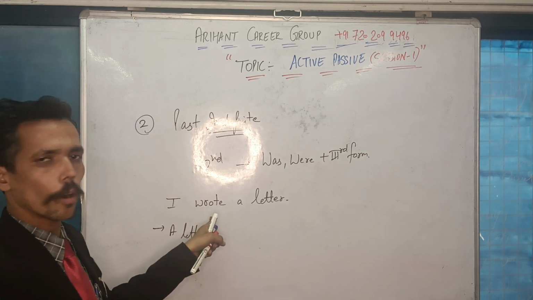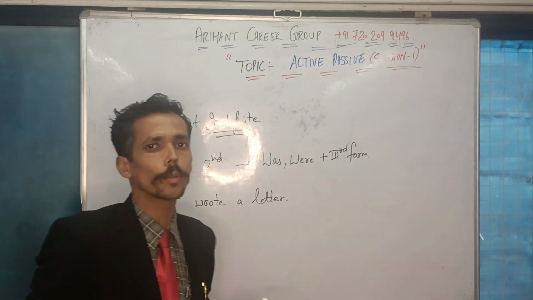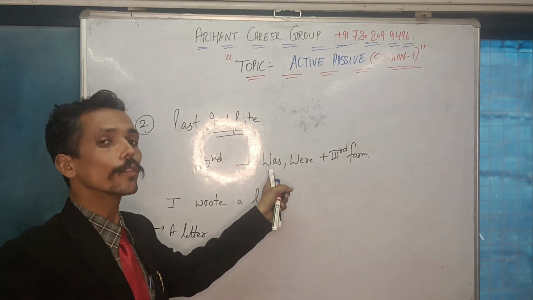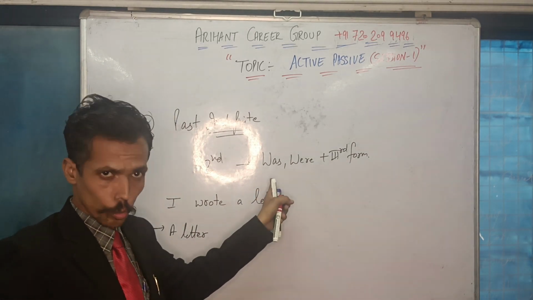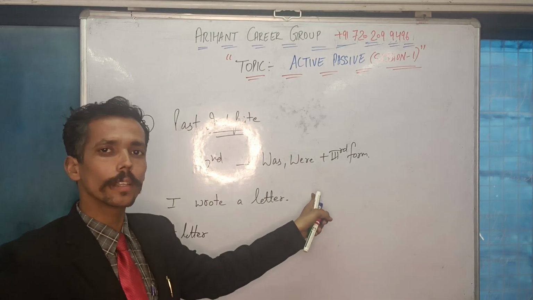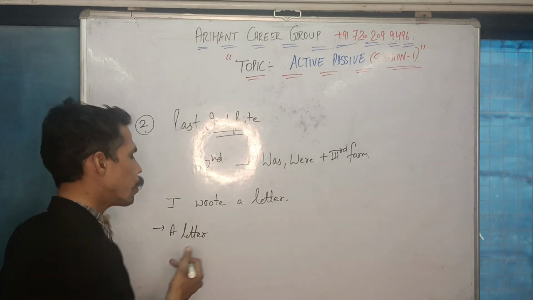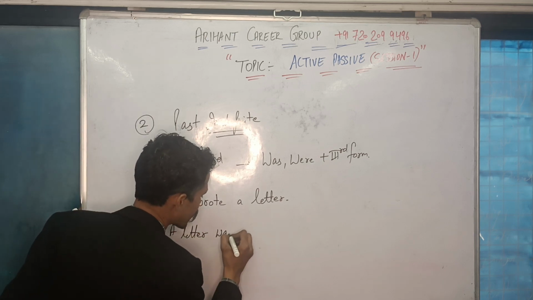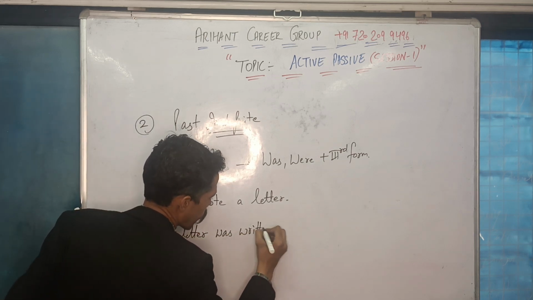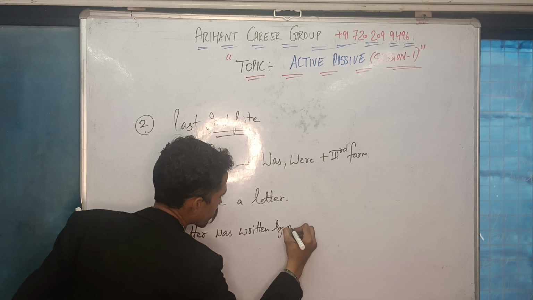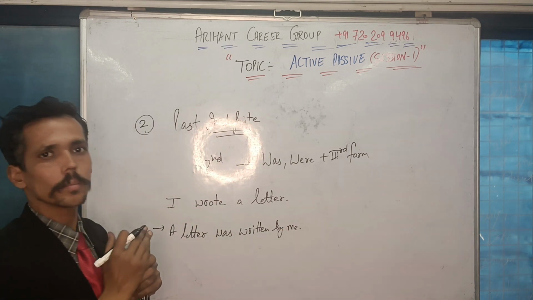Now this is the second form: write, wrote, written. In case of the second form, you are supposed to use either was or were. If it is singular, then use was. In case of plural, please use were. A letter means a singular, correct? I wrote a letter. A letter was written by me.